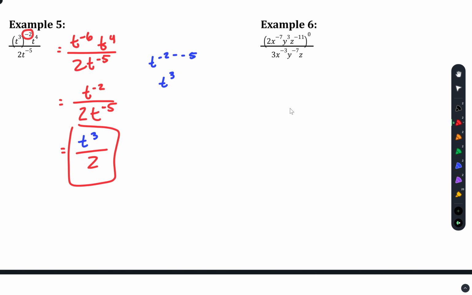What am I seeing in example 6? James? Yeah, to the power of 0. What does that tell me about everything in these parentheses? It's going to be 1 in the top. So 1 over 3x to the negative 3rd, y to the negative 7th, z.